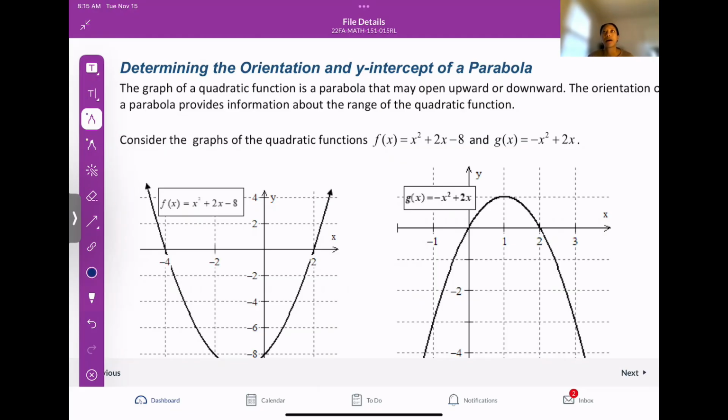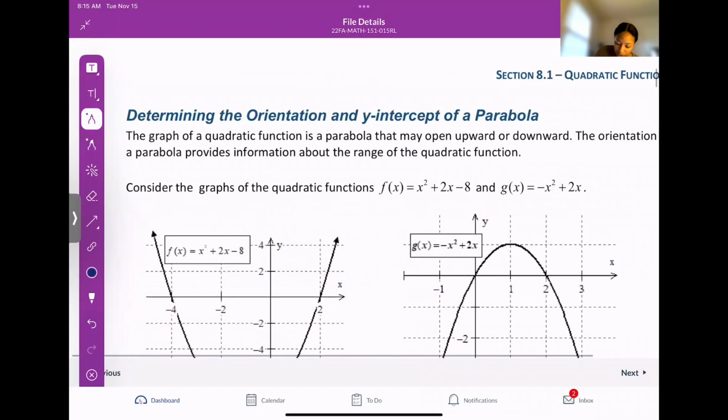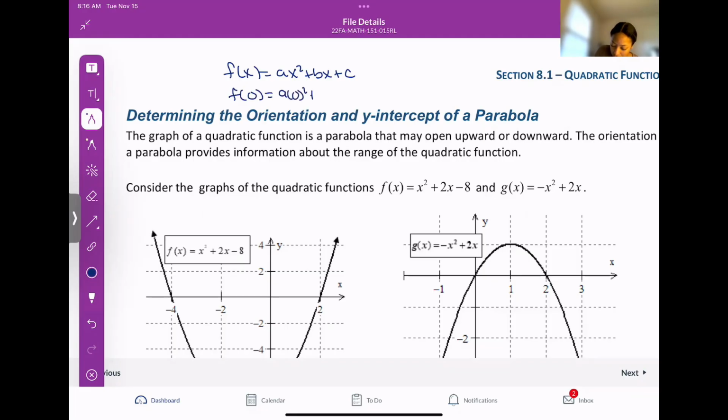But for a quadratic function, the quadratic function is of the form f of x equals ax squared plus bx plus c. If we let, for any quadratic function, x equal 0, we get a times 0 squared plus b times 0 plus c. This term goes away, this term goes away, and you're just left with c. So for a parabola, the y-intercept is always going to be given by the value of c, the constant term, okay?